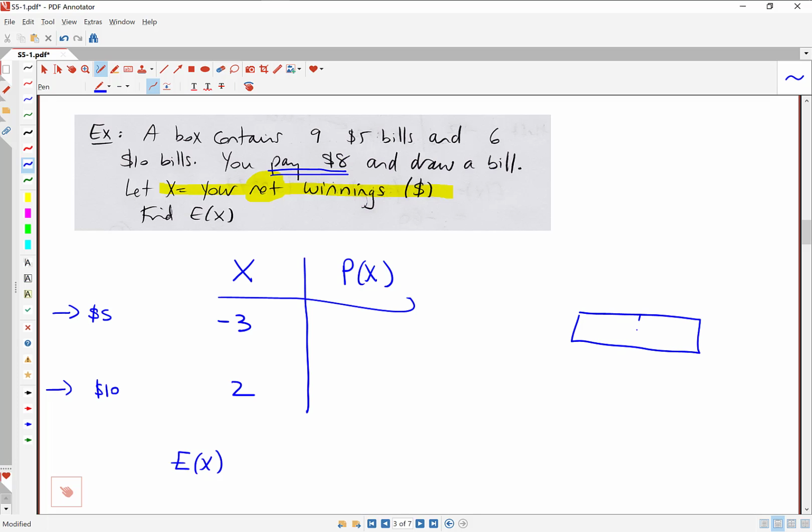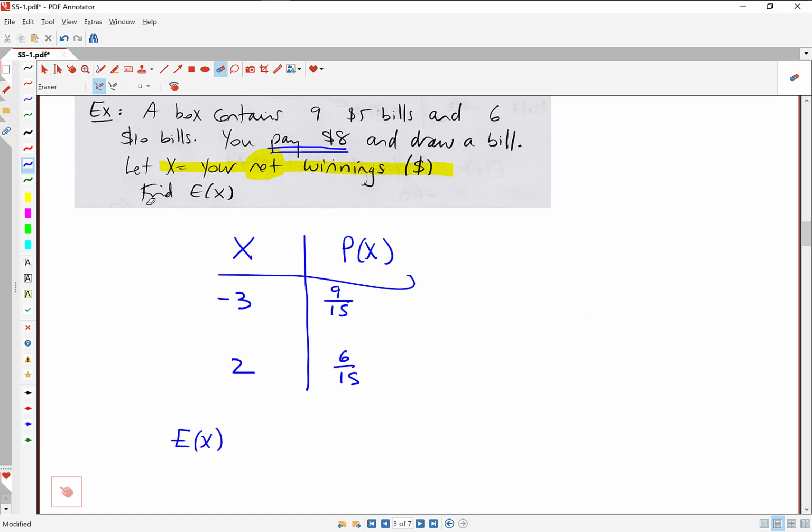So you've got this box. In there, you've got some $5 bills and you've got some $10 bills. There are 9 $5 bills and 6 $10 bills. So that means there are 15 bills in total in the box. Your probability of actually getting a $5 bill would be 9 out of 15. Probability of getting a $10 bill would be 6 out of 15. So there we go. We've successfully built our probability distribution for X.